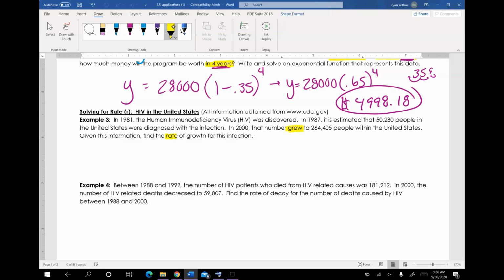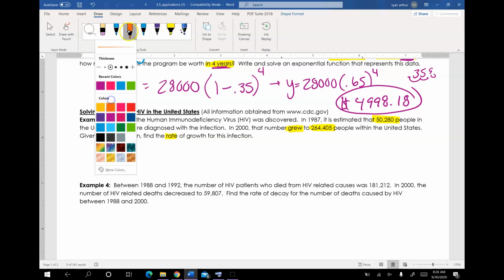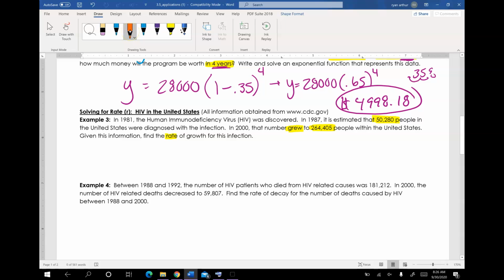So it wants me to find the rate, so that means I'm missing my rate, okay? Now, it says that in 1987, when it started, there was this many people. It grew to that. Now, this one's a little bit different, okay? So my final amount is the 264,405 because it grew to that. It started with the 50,000. I don't know my rate, but I know it's a rate of growth. I don't have my t, but you can't be missing more than two variables when you're solving for a variable.